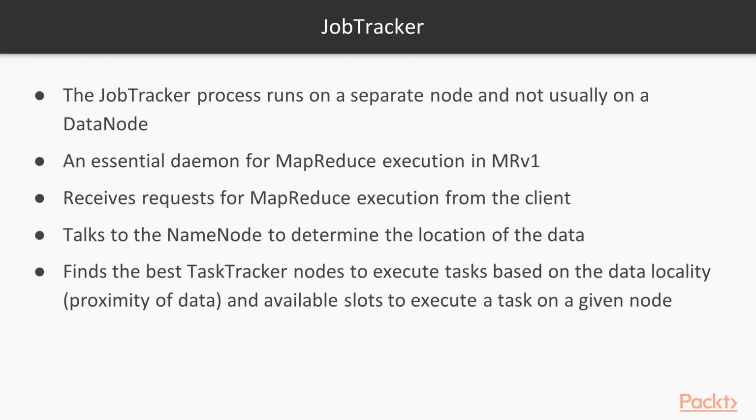Now what it does is it finds the best task tracker which needs to execute a job, based on data locality. Basically it just says that I want my data to be on the nearest node, and I want to have the available slot to execute a particular task on a particular node.